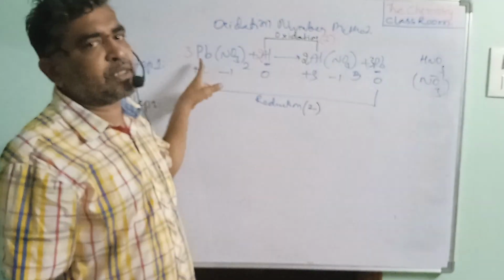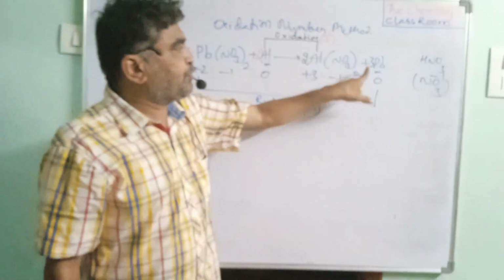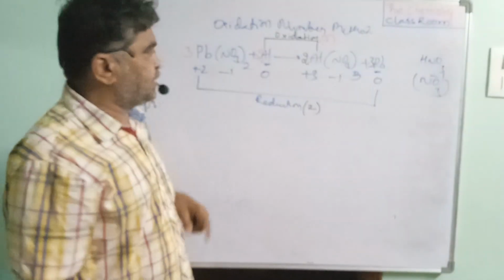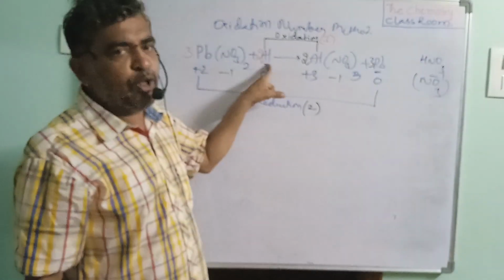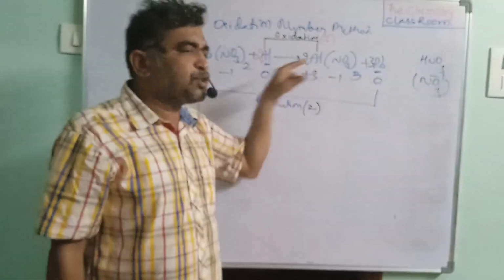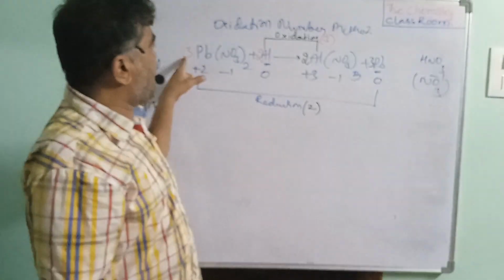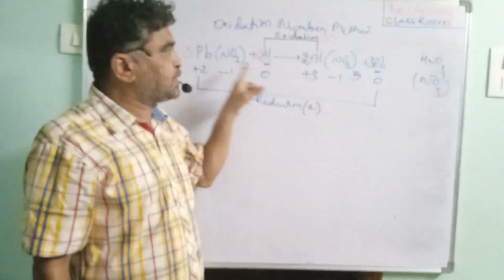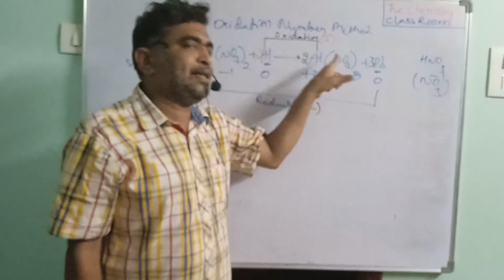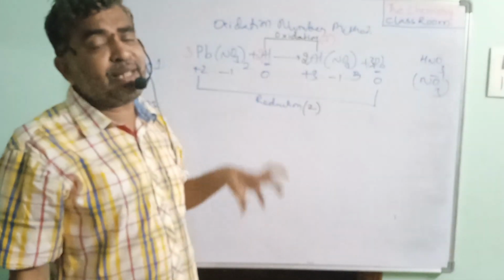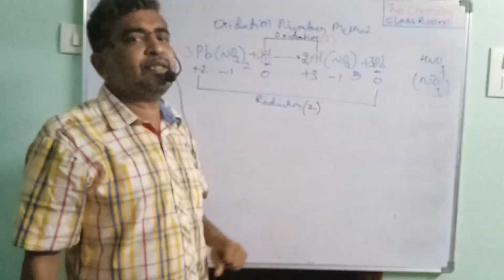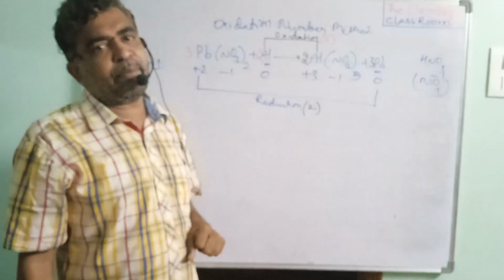Before the reaction we have 3 leads, and after the reaction also 3 leads. Before the reaction you have 2 aluminiums, after the reaction also 2 aluminiums. Before the reaction 3 into 2, that is 6 nitrates. After the reaction 2 into 3, that is 6 nitrates. So the reaction is balanced. This method is called the oxidation number method.